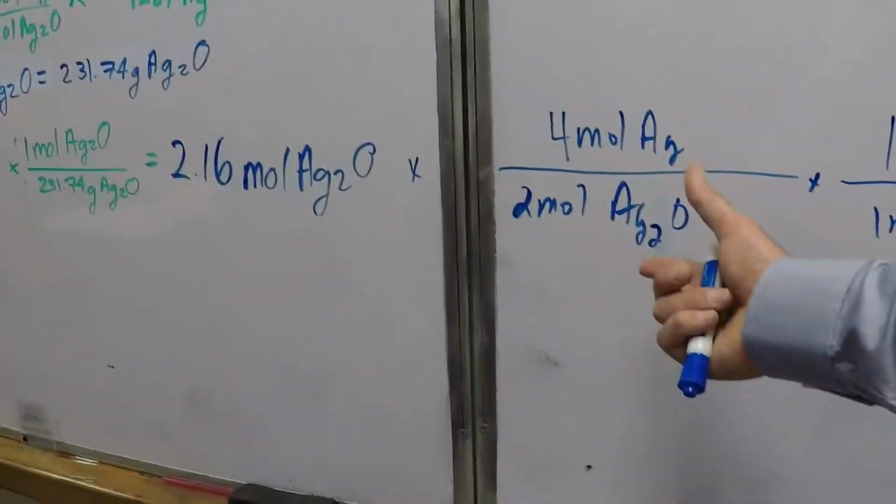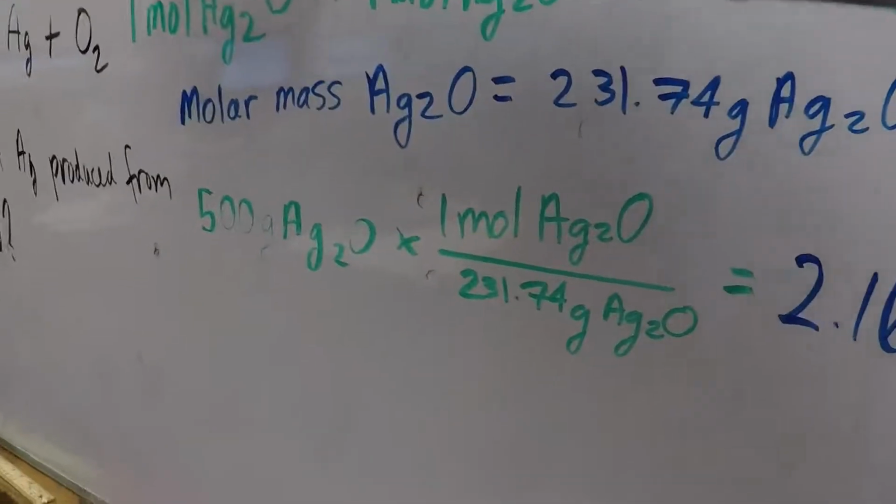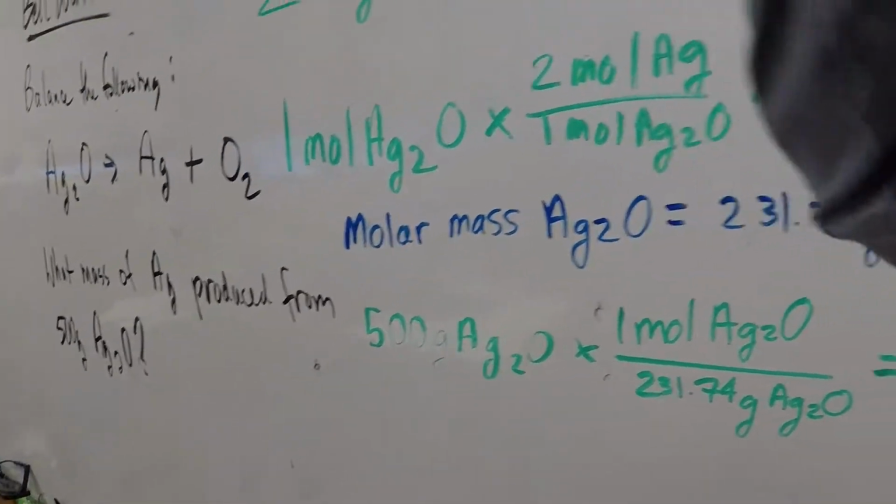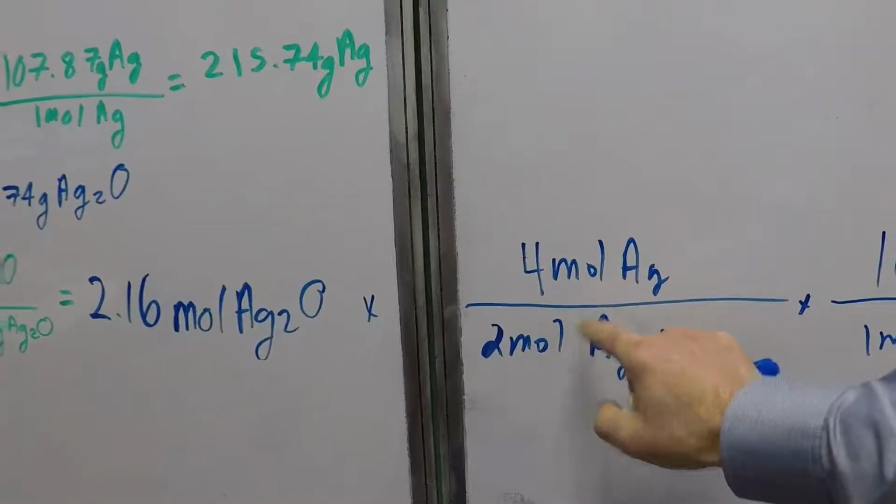Now we go to the balanced equation. She says, okay, she balanced the equation. She says 2 of these are required for 4 of these. You can see that here. 2 times 2 is what? So we have 4 right here.